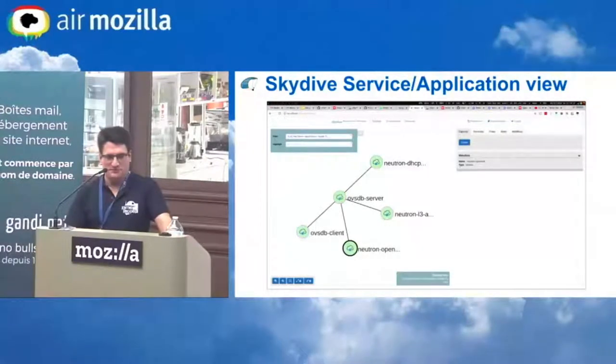That's a kind of feature you can do on top of Skydive, and the flow matrix script that we have is in our GitHub repository.